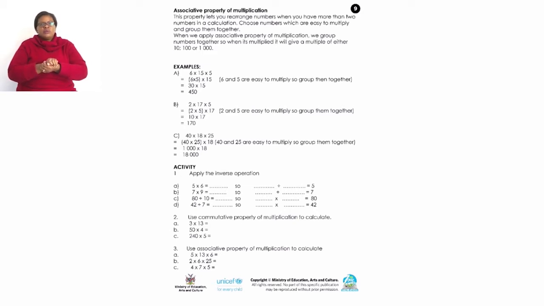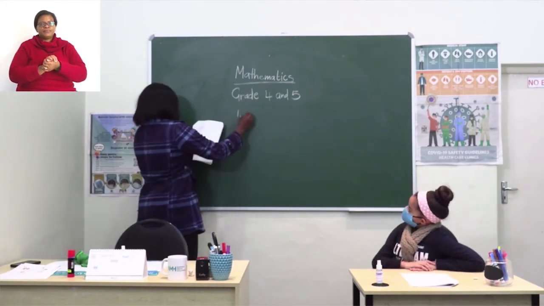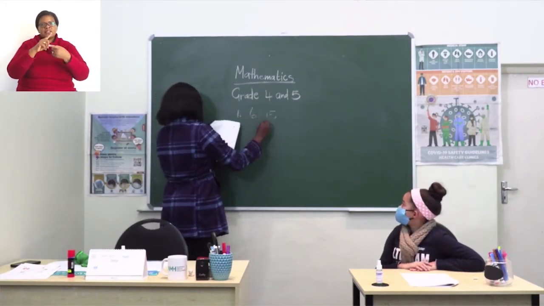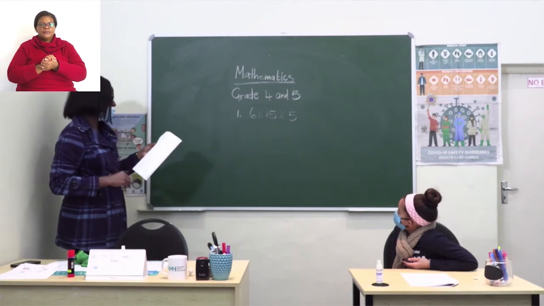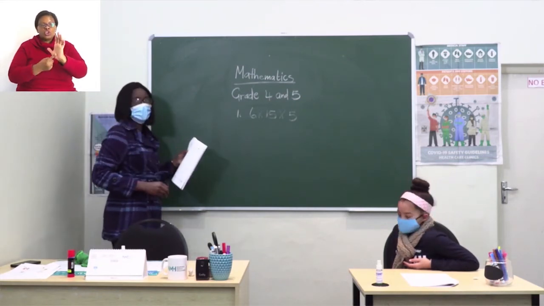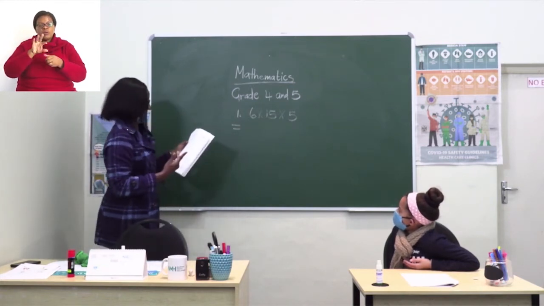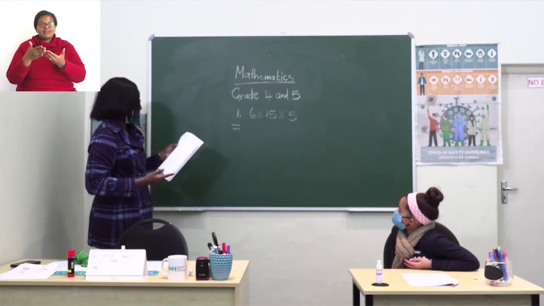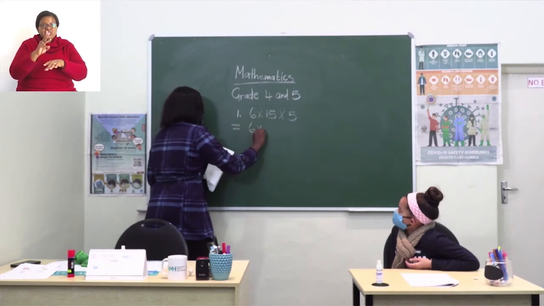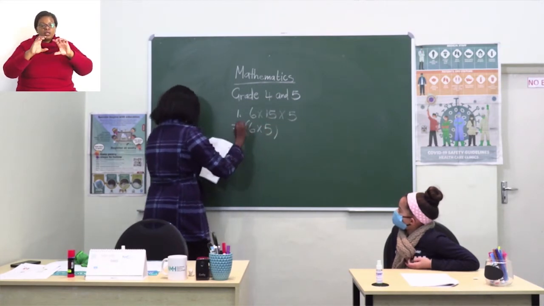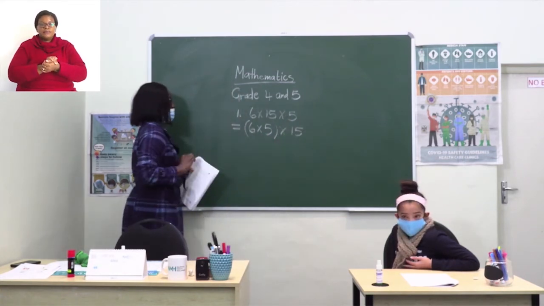Boys and girls, let's get on board with the first example. For example, we have 6 times 15 times 5. Good. We have to apply the associative property of multiplication. So remember to choose the two numbers that are easy to multiply and group them together. In this case, we take 6 times 5, group them together, times 15. Remember the 15.